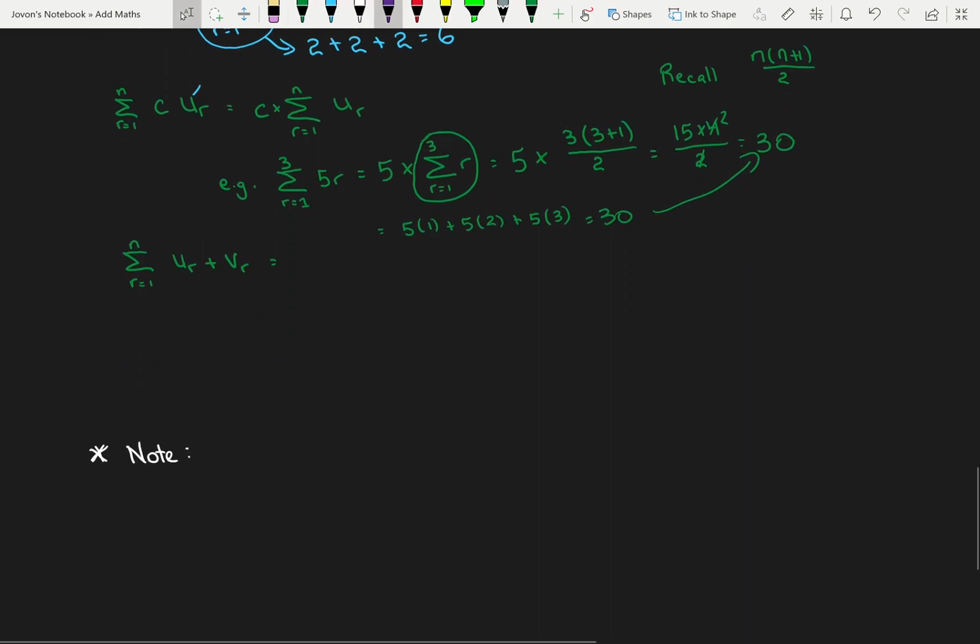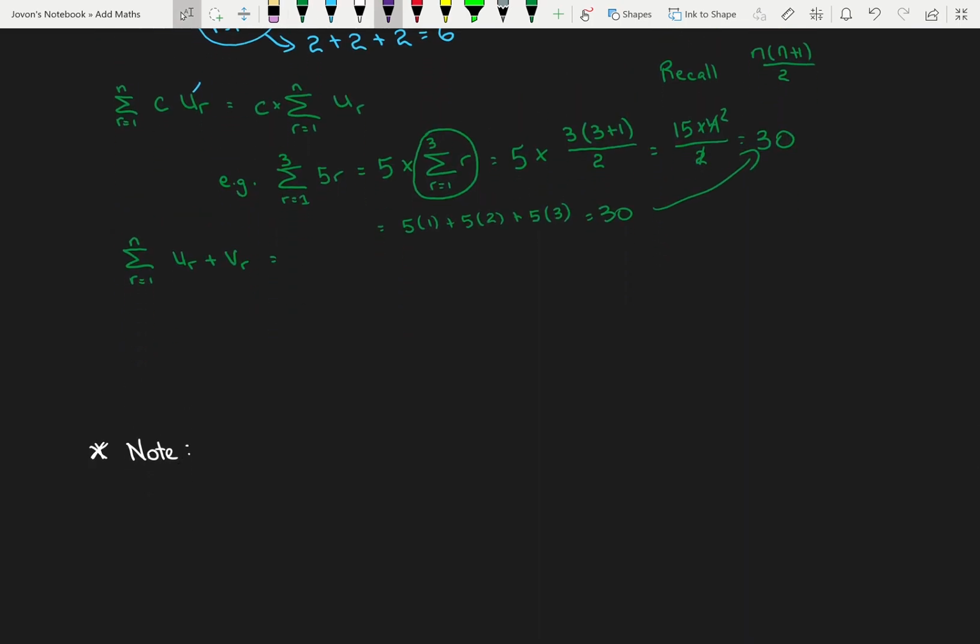Now, this one says that if you have two separate functions, the sum from r equals 1 to n of u of r plus v of r is equal to the sum of r equals 1 to n of u of r plus the sum of r equals 1 to n of v of r. So again, how this works is, let me say we have the sum from 1 to 3. I'm using small terms so that they would be easier for you to understand, so you can make sure that it works for yourself.